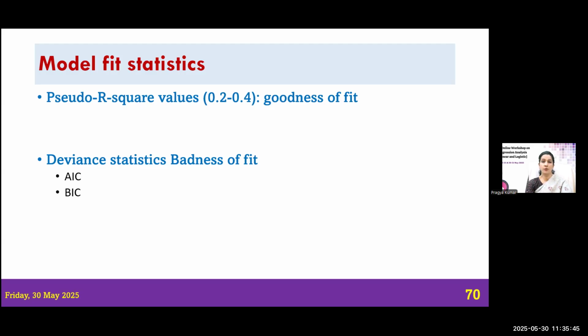And then there is something known as the badness of fit. These are the AIC and BIC values. It should be the change in AIC, because there is no absolute value of this AIC and BIC. If there is a reduction in the AIC and BIC value, you say that the previous model was a better model.